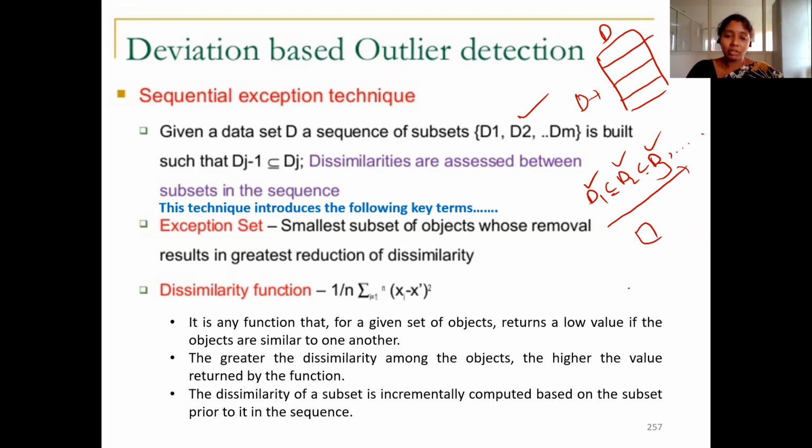So coming to the dissimilarity function. It is a function that, for a given set of objects, returns a low value if the objects are similar to one another. The greater the dissimilarity among the objects, the higher the value returned by the function. The dissimilarity of a subset is incrementally computed based on the subset prior to it in the sequence.